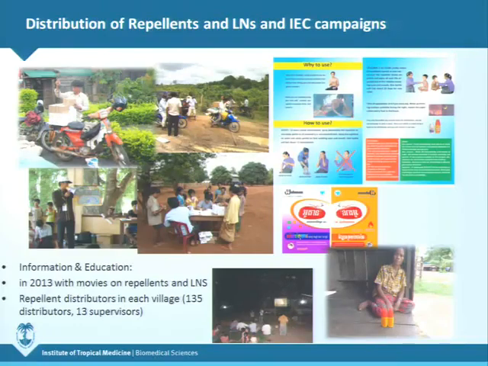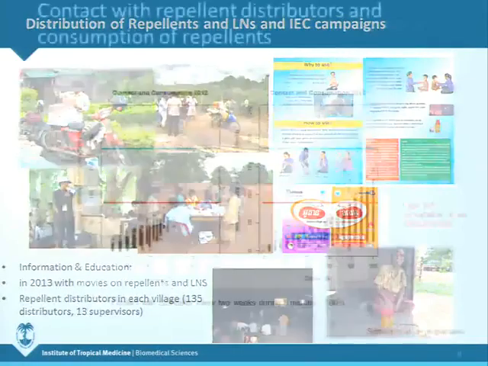with leaflets, a lot of education campaigns, and mainly because in the first year the distribution was not optimal, we improved the distribution system by increasing the number of people so that they can also reach the very remote areas.